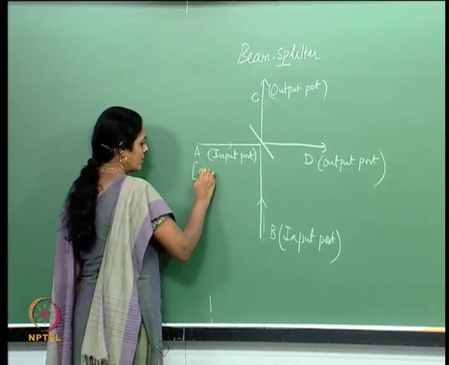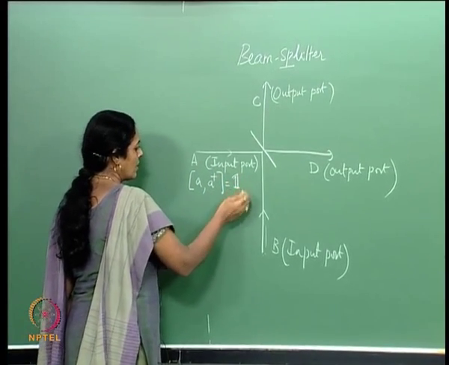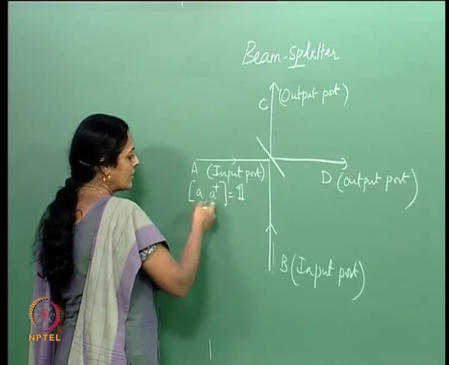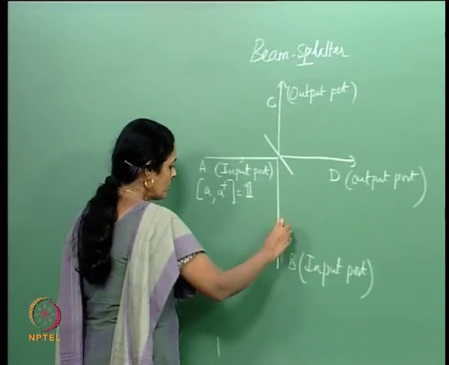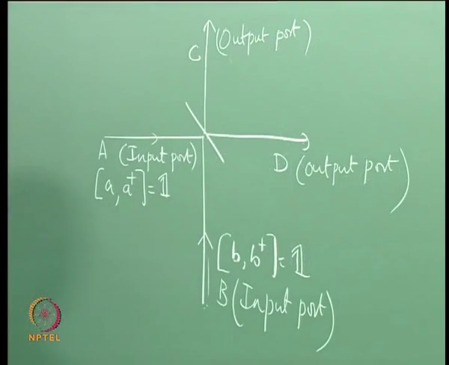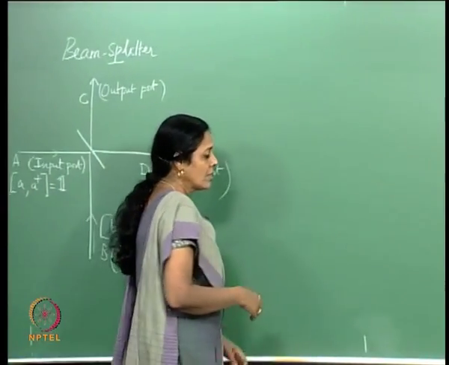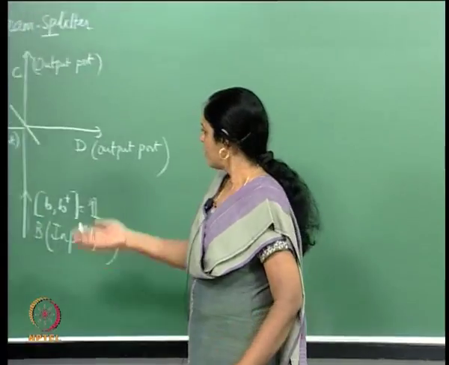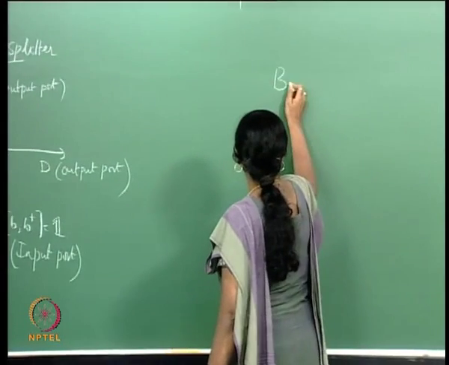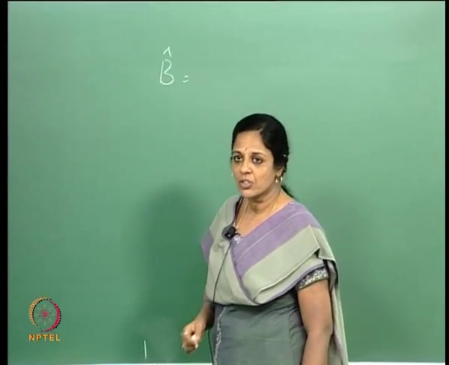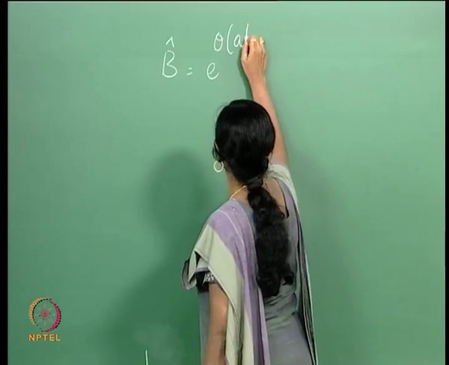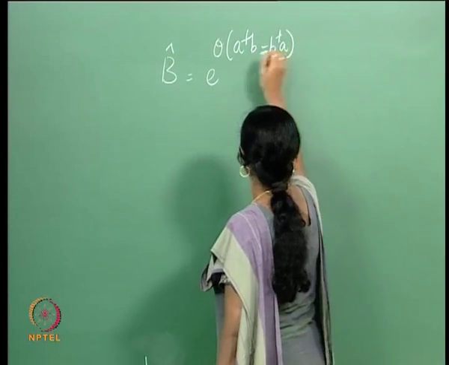The photon creation and destruction operators for photons that travel in this direction are given by A dagger and A respectively, and they satisfy this commutator algebra. Similarly, we have B and B dagger here. The beam splitter itself does the operation of partly transmitting and partly reflecting the photons. The operator is represented by capital B. This is the beam splitter operator. And B is a unitary operator given in this fashion.